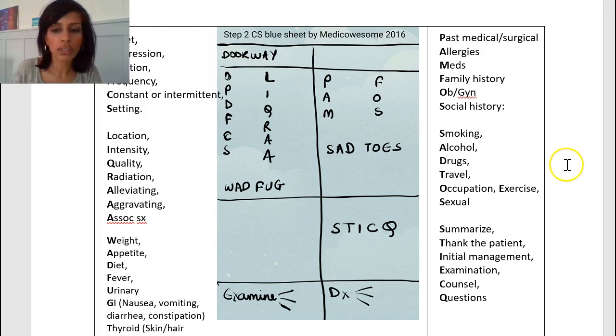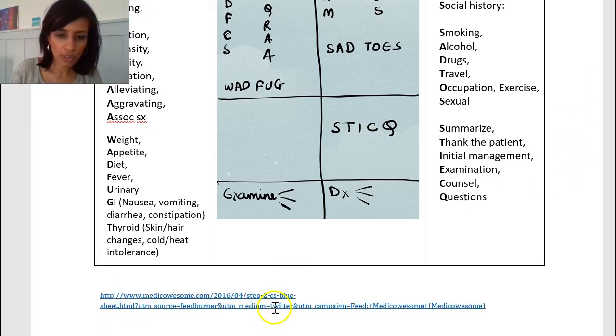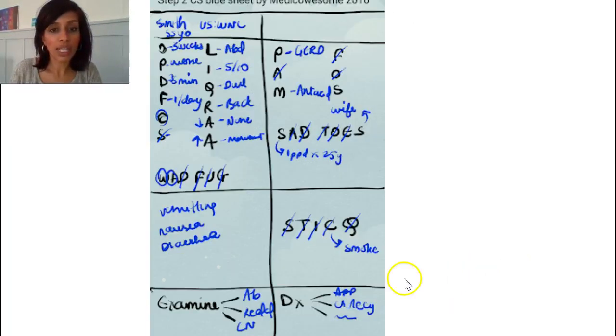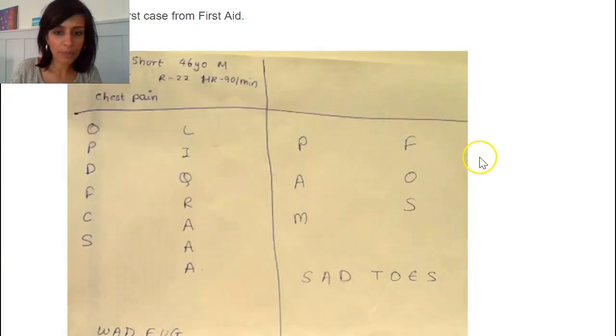This is in your sheet that you've got with you. The website is also mentioned below. So if you go to their website, they've got examples of what this might look like when it's filled out. So this is their version. So they've written out all the details that they were able to elicit from the patient during the encounter.